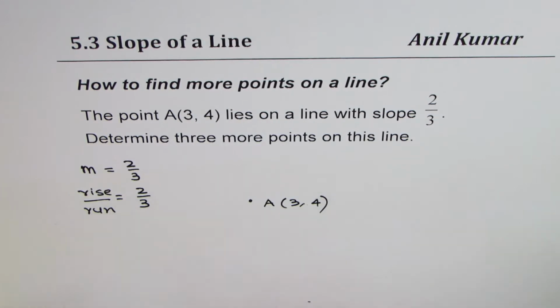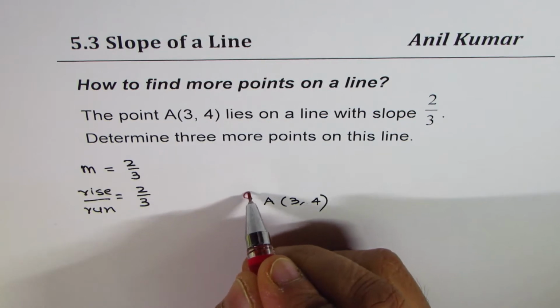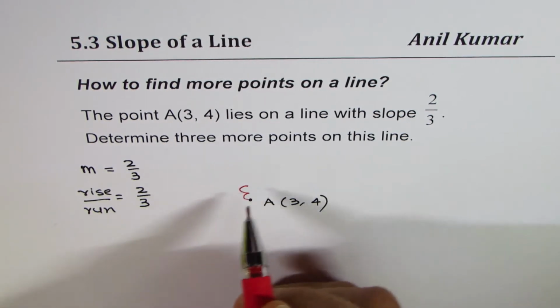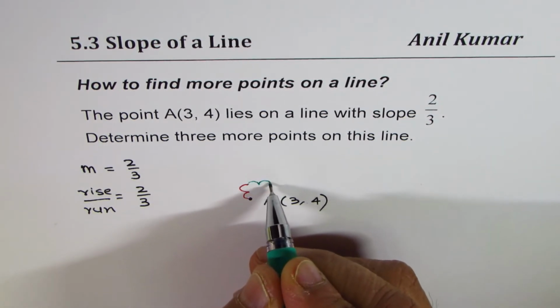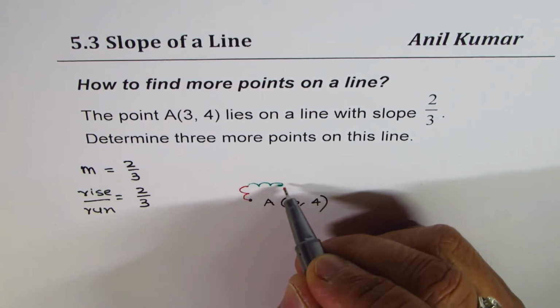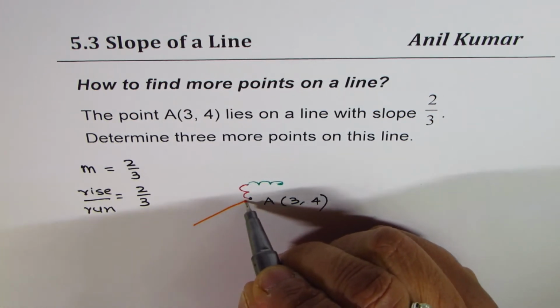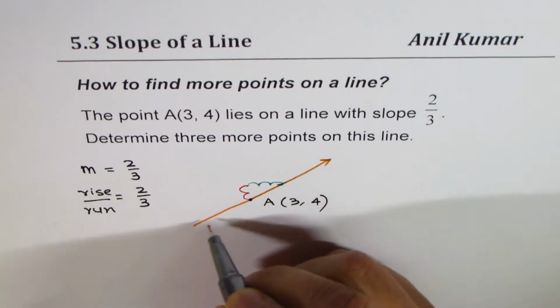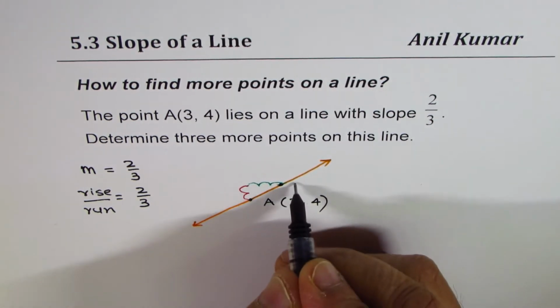Correct? So, if I go up 2 units from here, let's say 1, 2, and 3 units to the right as run, let's say along the ground, 1, 2, 3, we will reach a point. That becomes the second point on our line, which we can write coordinates of. So joining these two, we get a line. Do you see that?